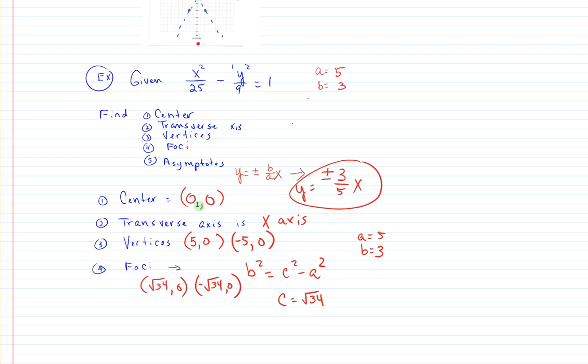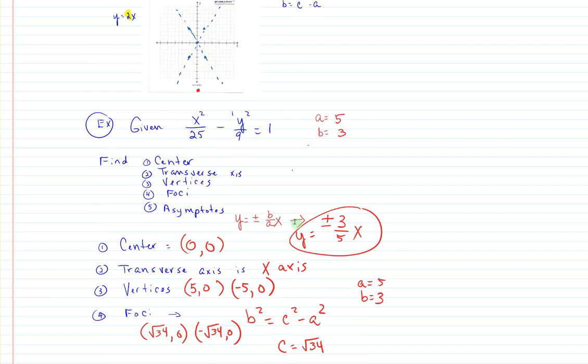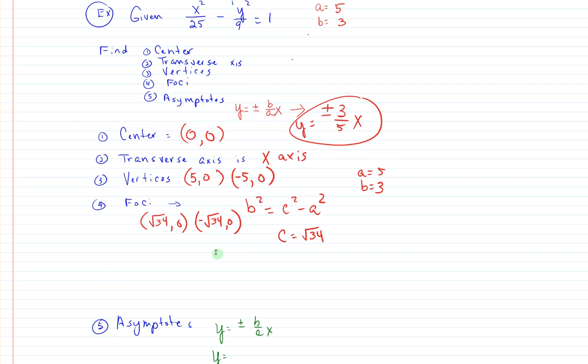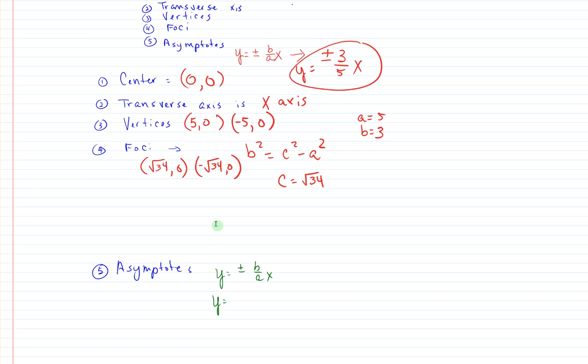So if we're filling in, the center is at 0, 0, because you do not have an x minus something or a y minus something. The transverse axis is x, because the x is first here, so we know that that's the transverse axis. Vertices are at 5 and negative 5, that's there. And the foci would be square root of 34, 0, and negative square root of 34, 0.